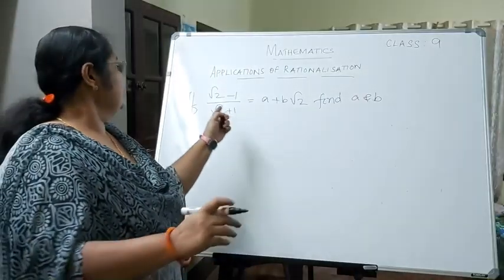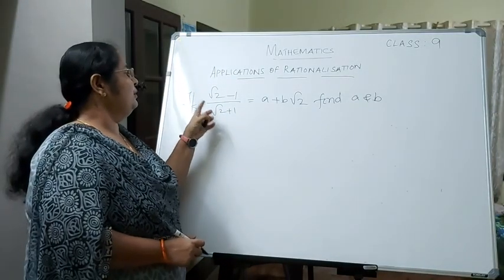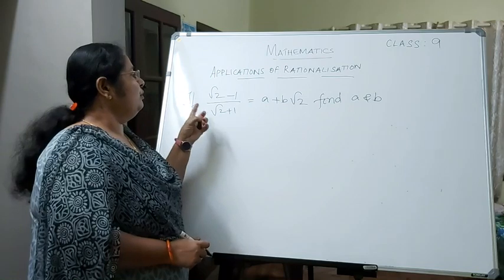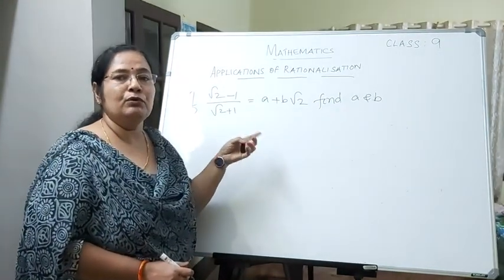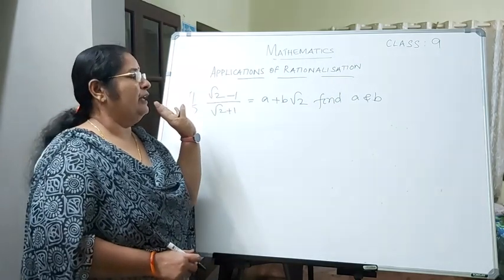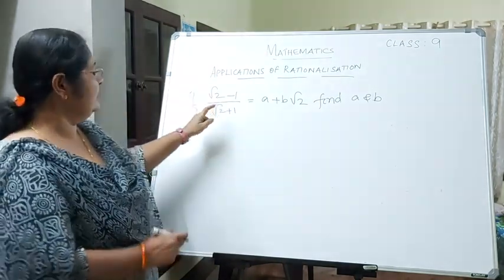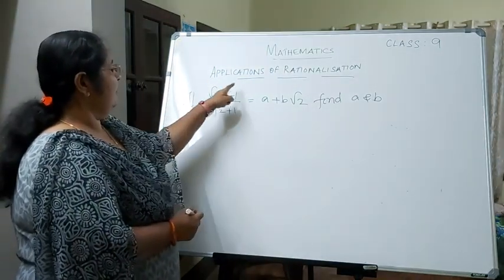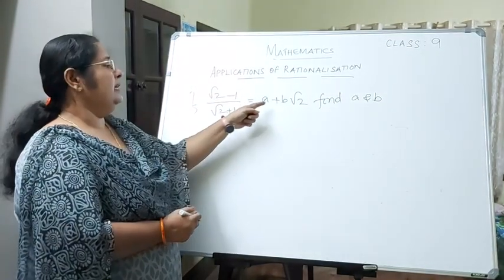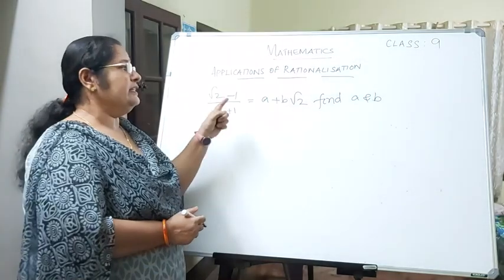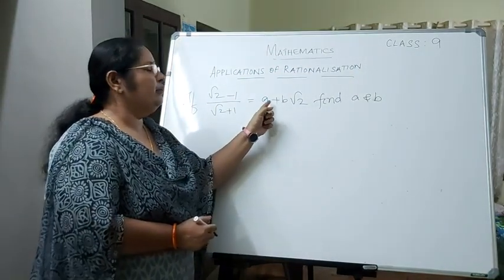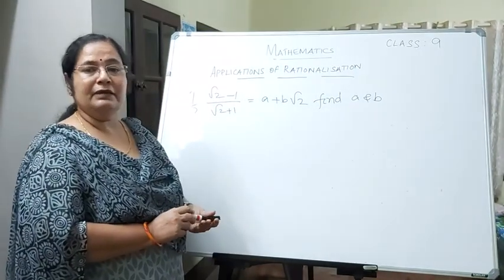Okay. The question is, if (√2 − 1)/(√2 + 1) is equal to a + b√2, find the value of a and b. That means this irrational number is equal to a + b√2. That is its value. If it is so, then what would be the value of a and b? That is the question asked.